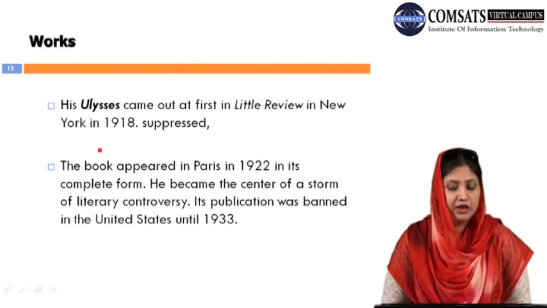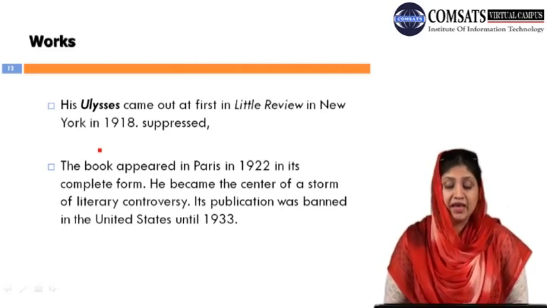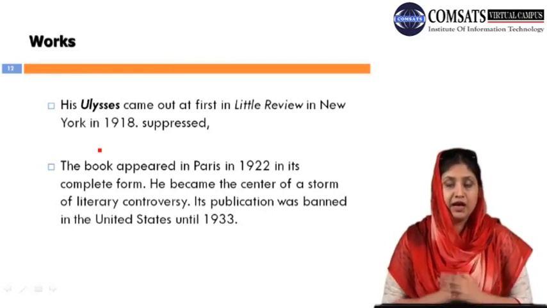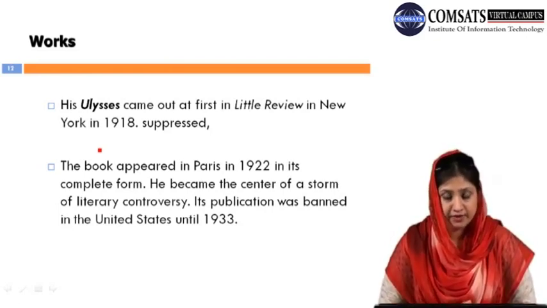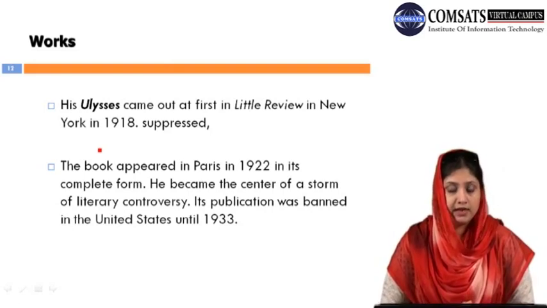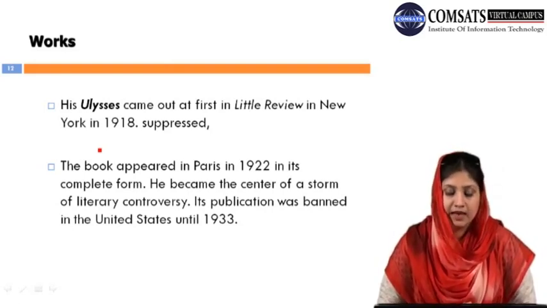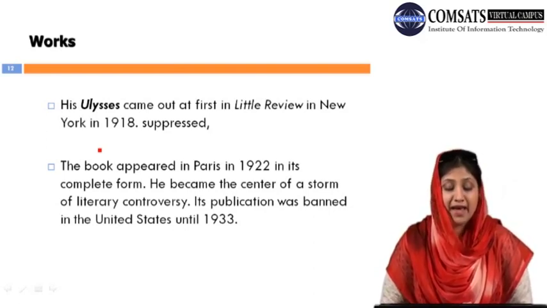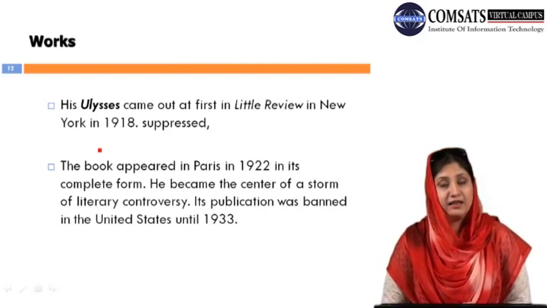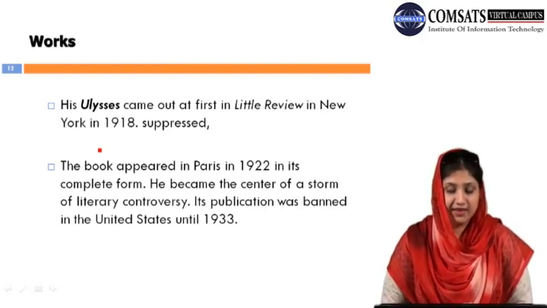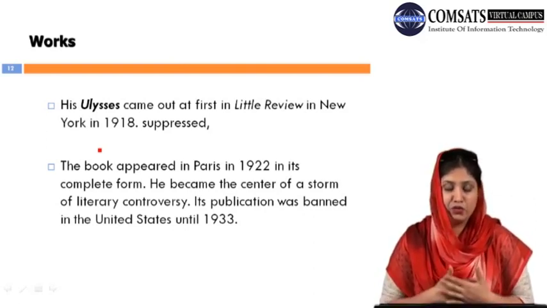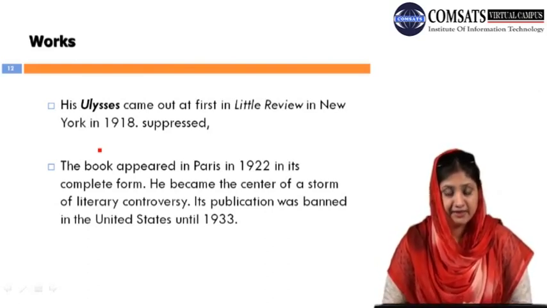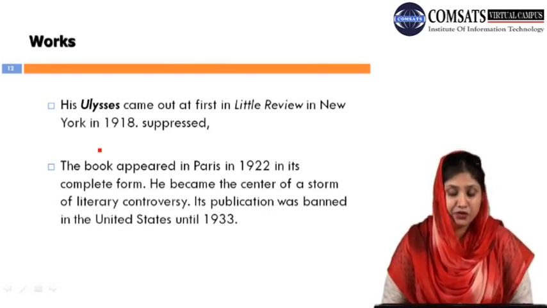Suppressed. The book appeared in Paris in 1922 in its complete form. So this got published after he had published his autobiographical novel that we are going to study. He became the center of a storm of literary controversy. Its publication was banned in the United States until 1933. It was such controversial writing that it got banned in the United States until 1933.